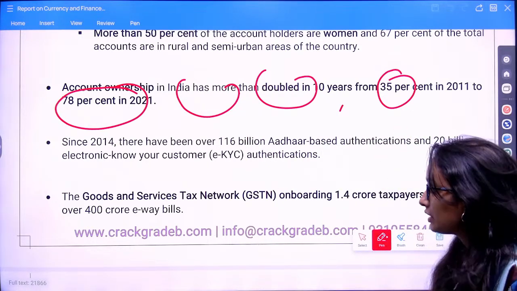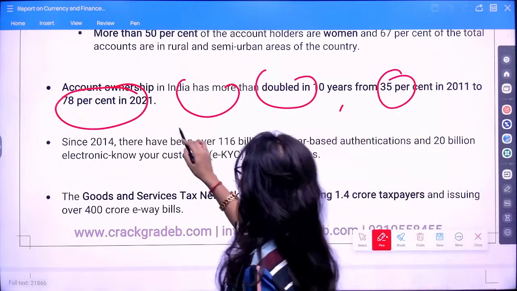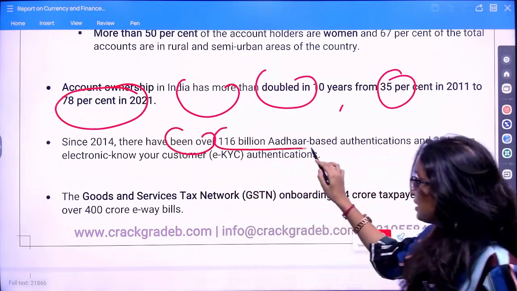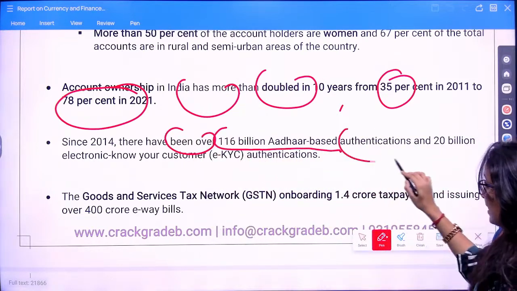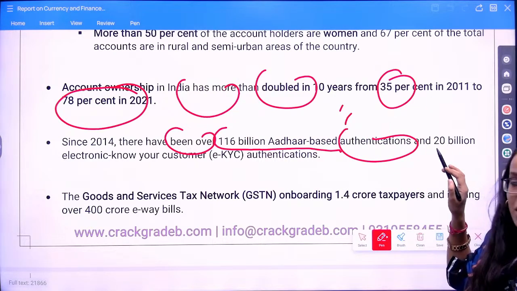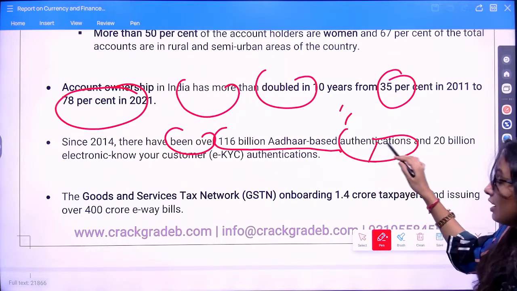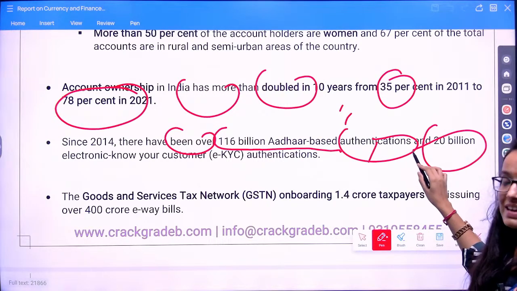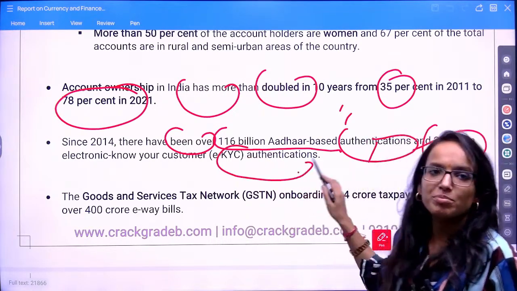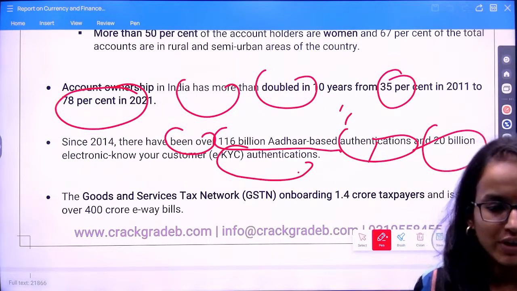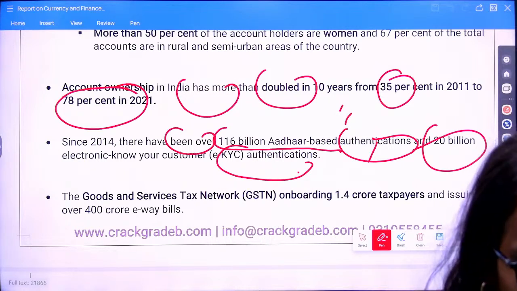Now, since 2014, there have been over 116 billion Aadhaar based authentications done, and 20 billion eKYC authentications have been done.